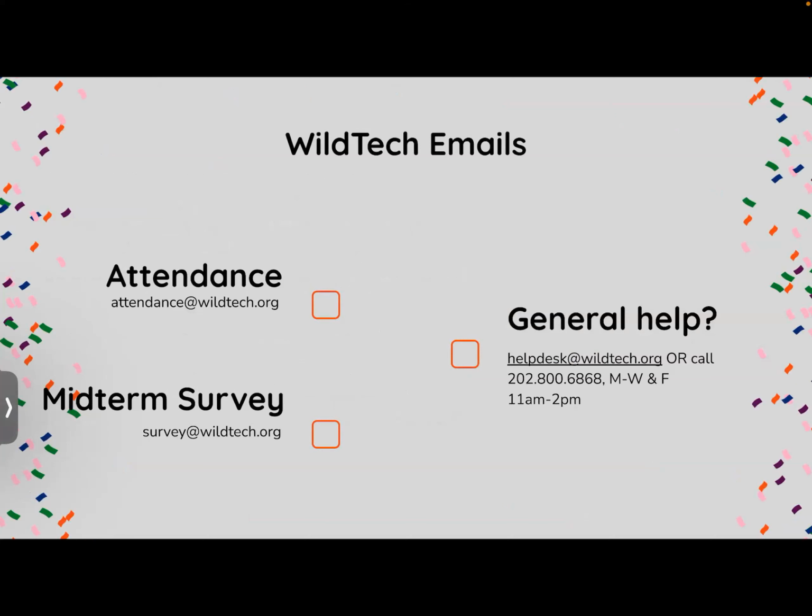These are the emails you can contact for assistance with your attendance. It's attendance@wildtech.org. For the midterm survey, again, it's survey@wildtech.org. And if you need anything regarding your iPad, any help, you can email our help desk at wildtech.org, or you can call our help desk at 800-6868 Monday through Wednesday and Friday from 11 to 2. Those are our new help desk hours for the next year. So make sure if you have a question, you call then. Even if you don't call during those times, please leave a voicemail and we'll get back to you to the best of our ability, okay?